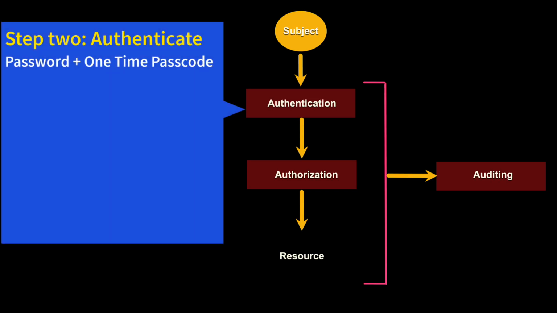Step 2. Authentication. Jordan enters a password and completes MFA. The identity provider verifies the factors and issues a session token that represents Jordan's authenticated session.